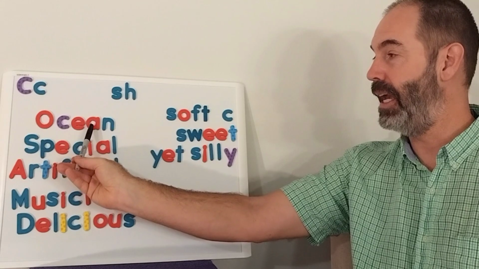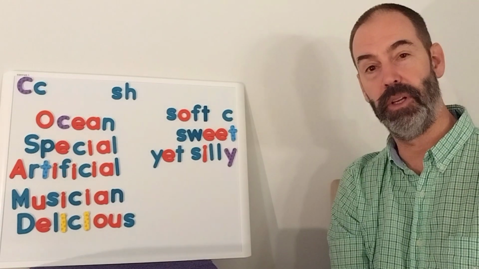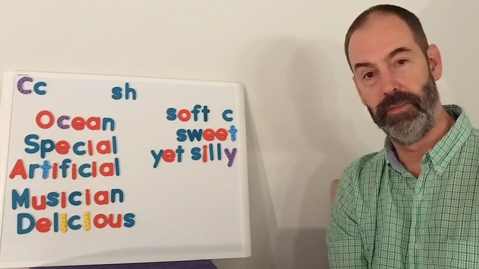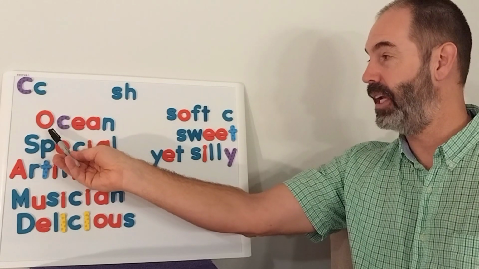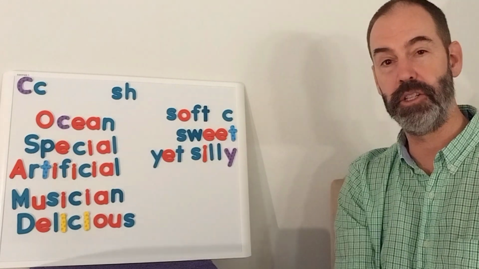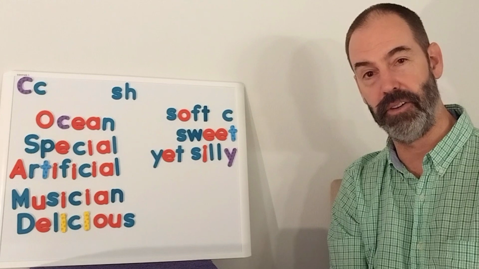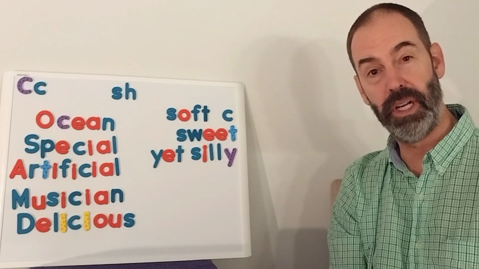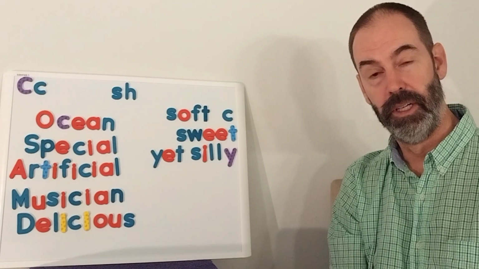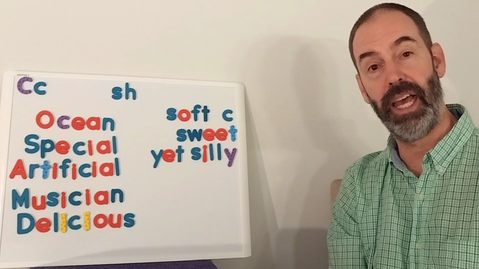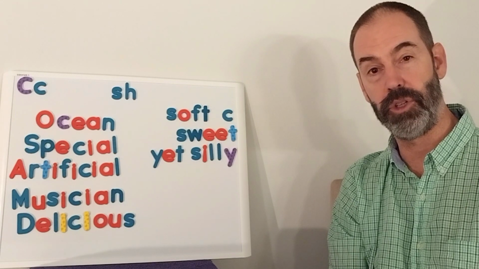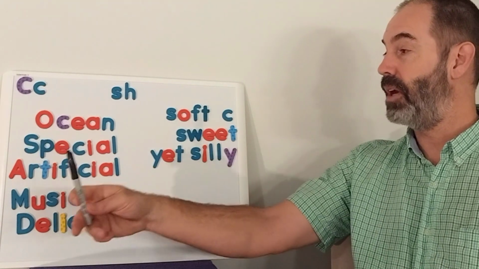O-C-E-A-N. That spells ocean. That's a word that doesn't look anything like itself. If you tried to spell that out by sounding out the letters, you probably would not come up with ocean. But that's what it is, just like the Atlantic Ocean or the Pacific Ocean. Let's try the next one.